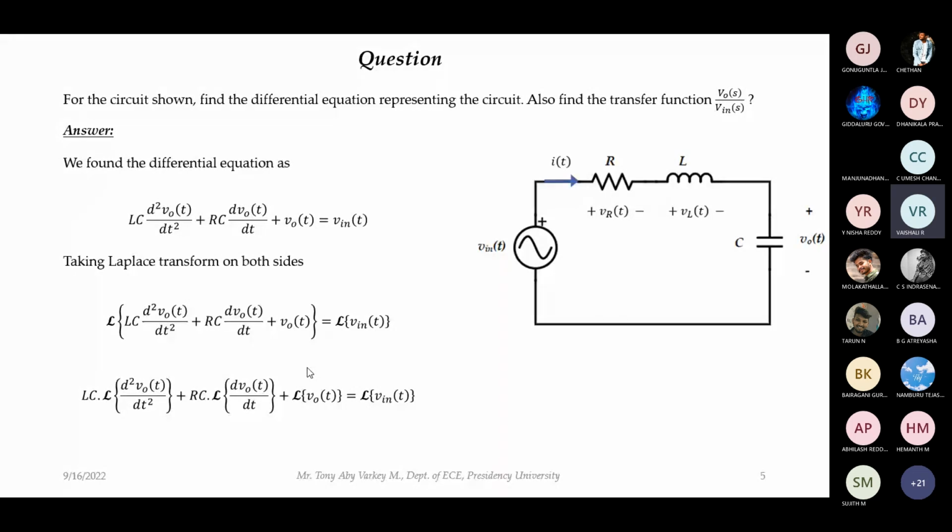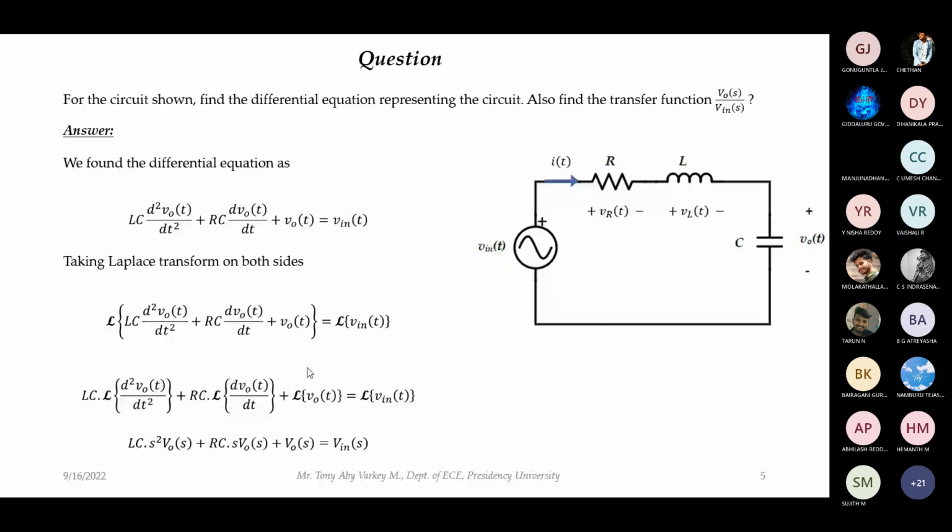S square V output of S. Yes. Laplace transform of dV output of t by dt? S into V output of S. Correct. So this equation, after taking Laplace transform, will become LC S square V output of S plus RC S V output of S plus V output of S equal to V input of S. Is it clear? Yes, sir.